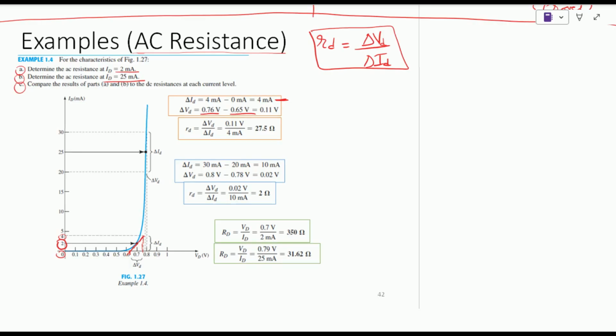So these are the lines that we have. So the voltage comes out to be 0.11. Thus, the resistance over here is basically the ratio of 0.11 by 4 and comes out to be 27.5 ohm.